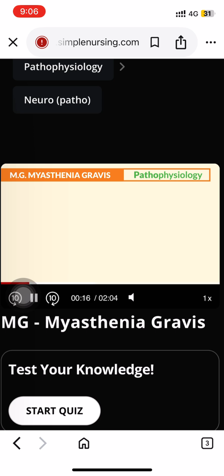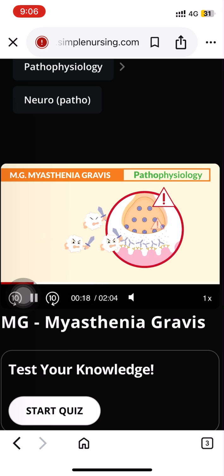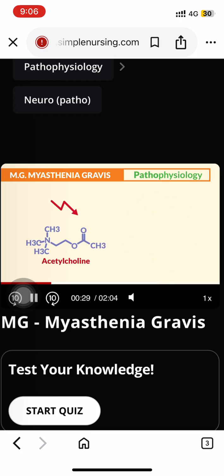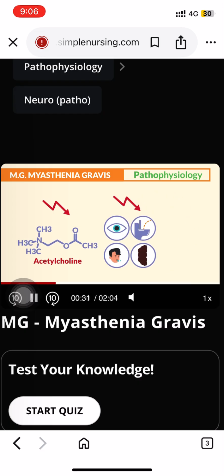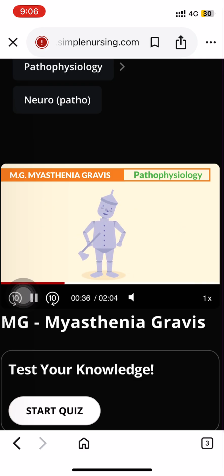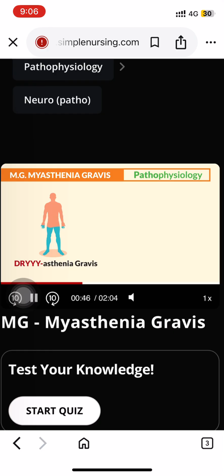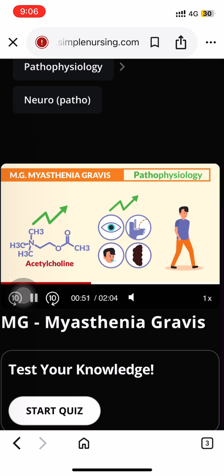Now for pathophysiology, MG is an autoimmune disease where the body's attacking itself, attacking the neuromuscular junction that destroys acetylcholine receptors, resulting in low acetylcholine. So just think low acetylcholine, we have low secretions, resulting in a dry body. Like the Tin Man from Wizard of Oz, who's super stiff and slow because he has no oil. He needs to be lubed up to move around, right? In that same way, dry asthenia gravis, we need more acetylcholine for more secretions in order to move around.